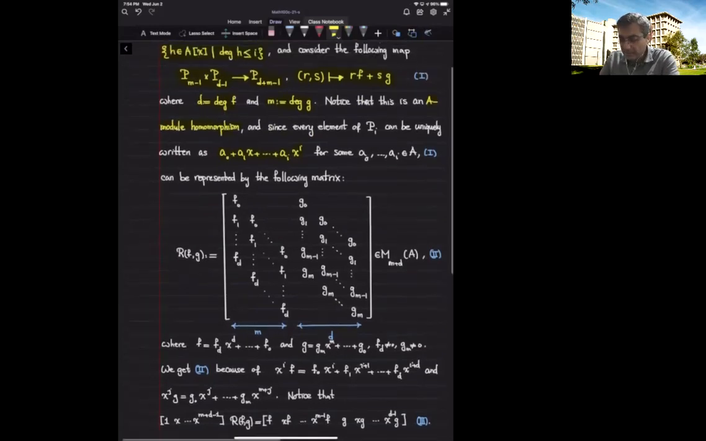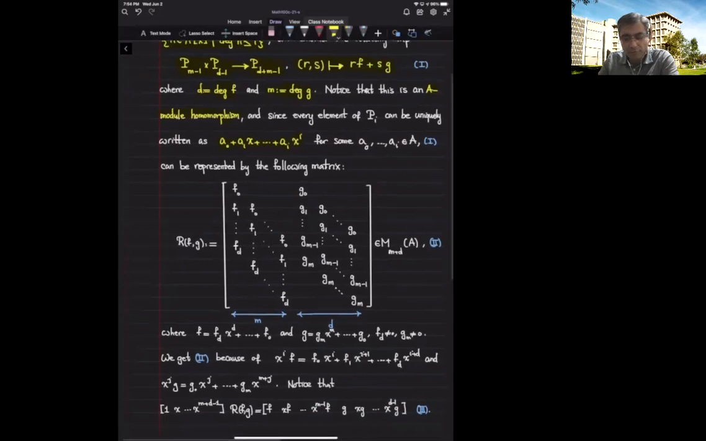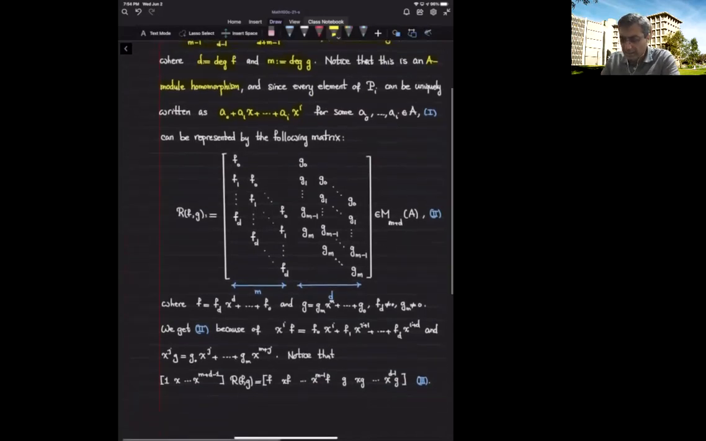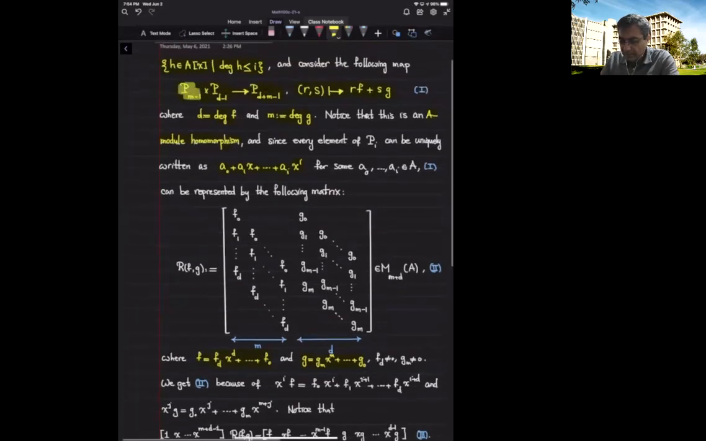And again, because I need the same number of variables that I start with, I end up getting a square matrix. And what is this square matrix? I give you a polynomial f with coefficients f sub i's, and a polynomial g with coefficients g sub i's. Now let's say I take x to the power i, comma 0, and I ask myself, where does it go? It goes to x to the power i times f plus 0.